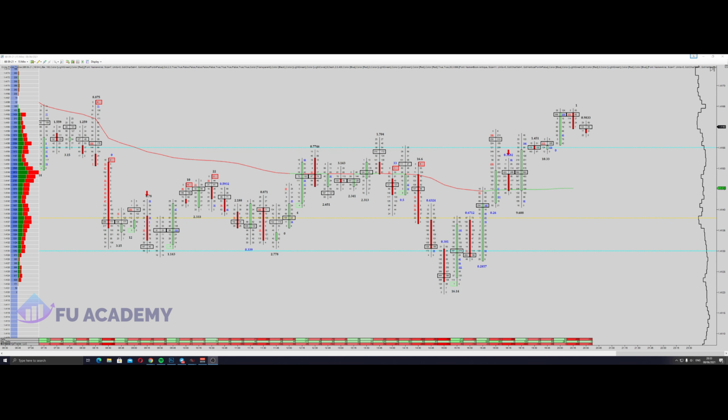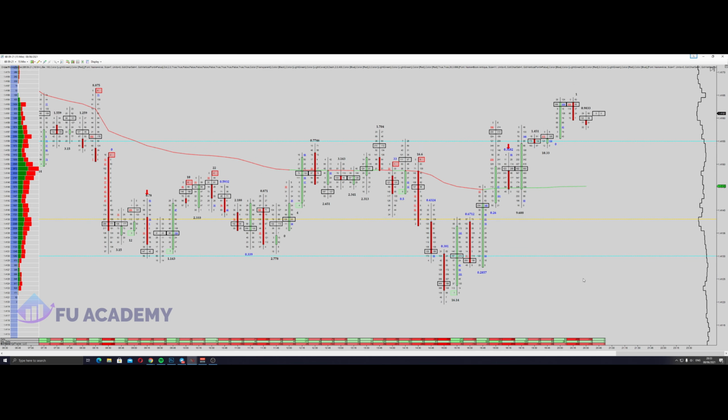So in today's video guys, once again we're going to be taking a look at a couple of the setups that we took so far this week. So I would say one of my best setups so far, now it's a Tuesday, but one of my best setups so far this week was this beautiful trade that I was able to catch on GBPUSD.